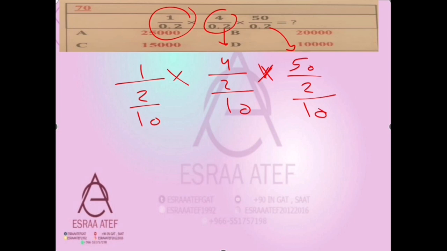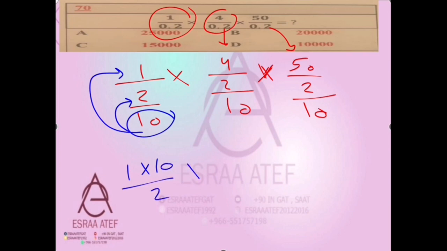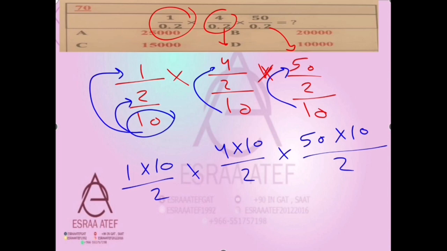Now I have tens in all of them, okay, which is meaning that I will use the rule that denominator of denominator becomes numerator. What's meaning of that? Denominator of denominator will be numerator, I will take it up, okay, so it's meaning 1 times 10 over 2, and here the same, I will take it up, so 4 times 10 over 2, and the same here, I will take it up, so 50 times 10 over 2, okay, and so on.